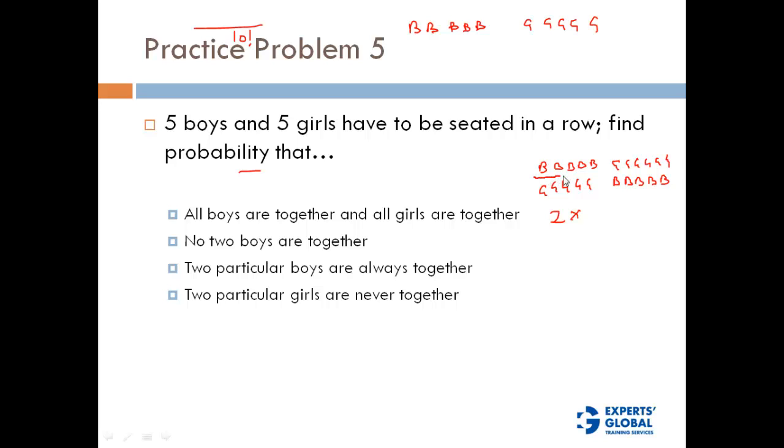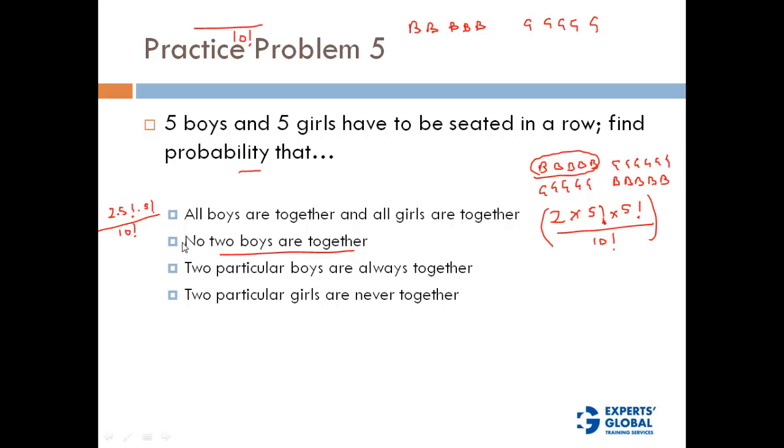In each of those ways, we haven't yet looked at the seating arrangement for boys. They themselves can sit among themselves in 5 factorial ways. Same, girls can sit among themselves in 5 factorial ways. So these are the total number of ways, out of the total 10 factorial ways. So the probability is going to be 2 into 5 factorial into 5 factorial divided by 10 factorial. That is going to be the answer here.